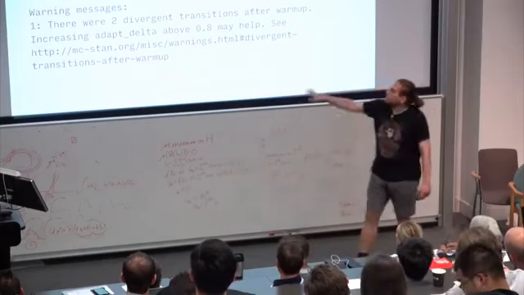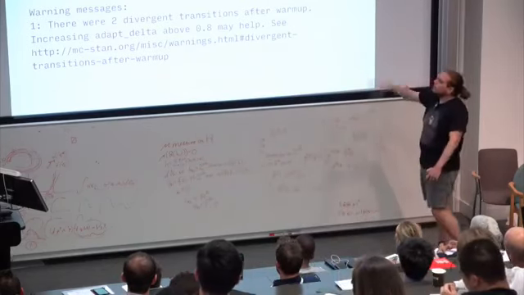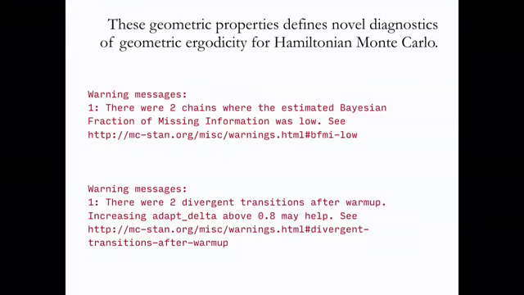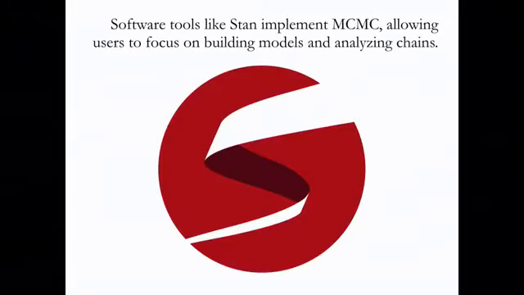So these are the kind of warnings that you might get that are just screaming at you. There are fractions of missing information that are low. There are divergent transitions. Go fix them. Right? As a user, you now know something's broken. You know that there's something that you want to fix. And that kind of diagnostic power is what makes it a critical tool in doing automated Bayesian computation.